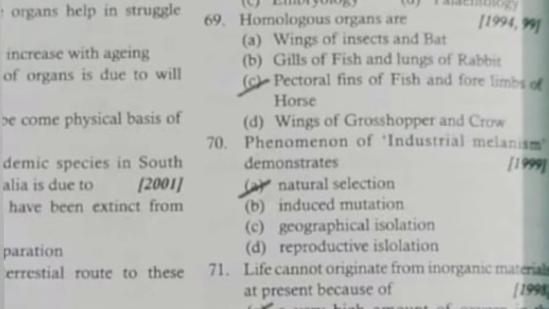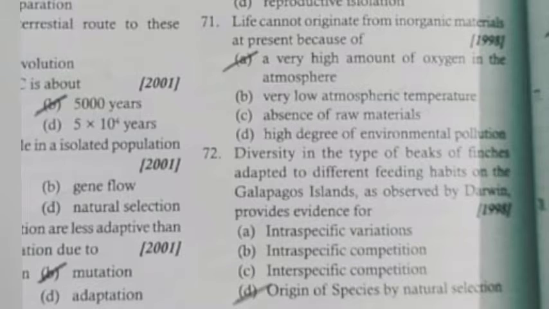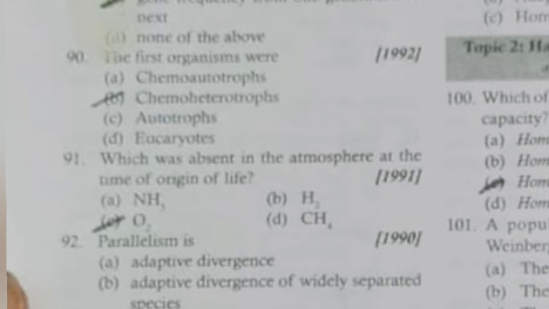Next one is the phenomenon of industrial melanism demonstrates natural selection. This question has been given in our guidebook, so yes, don't skip that. Next is homologous organs are pectoral fins of fish and forelimbs of horse. So we have to remember this. Next one is life cannot originate from inorganic material at present because of a very high amount of oxygen in the atmosphere. Next one is diversity in the type of beaks of finches adapted to different feeding habits on the Galapagos Islands, observed by Darwin, provides evidence for, answer is origin of species by natural selection.